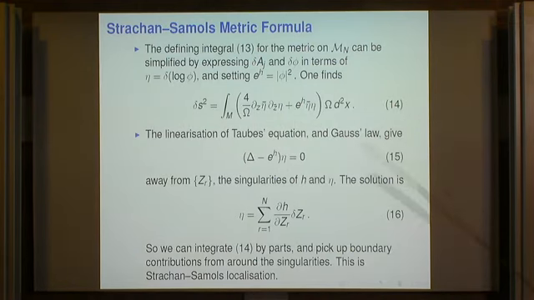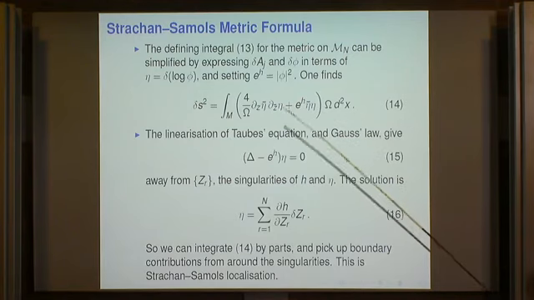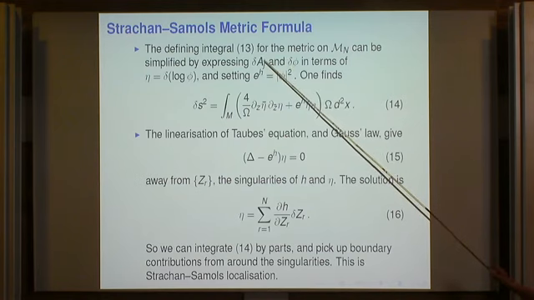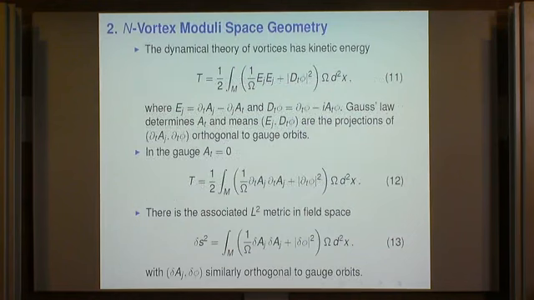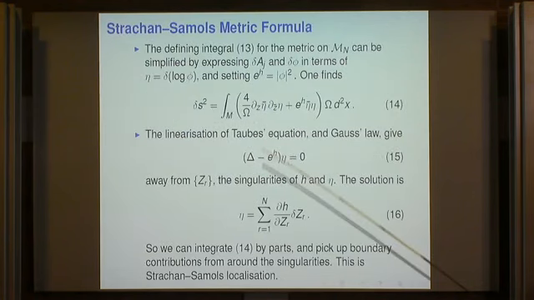Right, so there's been a lot of sort of further progress in understanding this moduli space metric for vortices, and there's nothing analogous to this for monopoles that I'm aware of. So we start with a sort of defining integral for the metric on the moduli space. That's some integral over space, so this one. But one can do something with this using the Bogomolny equation.